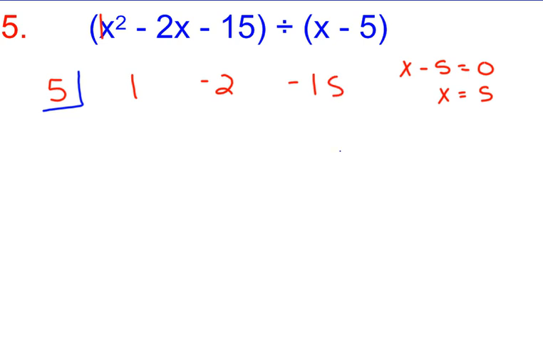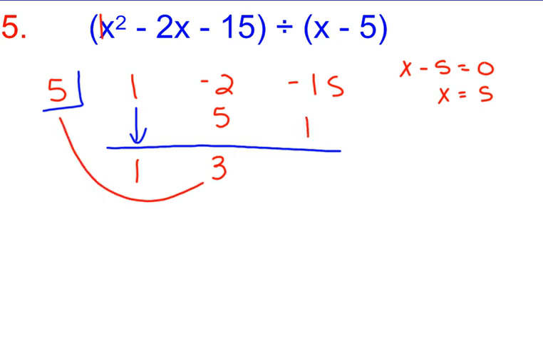And I give myself some room there to write, and you bring down that first one always. So I bring down the 1. 1 times 5 is 5. Then I add, negative 2 plus 5 is 3. Then I multiply again. 3 times 5 is 15. And then I add. Again, this is always my remainder, so this one divided evenly again, which is great, right?